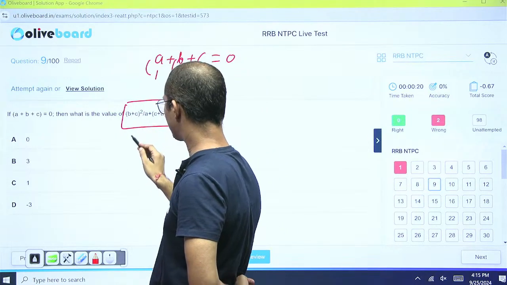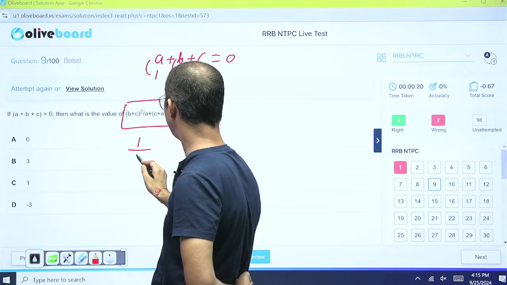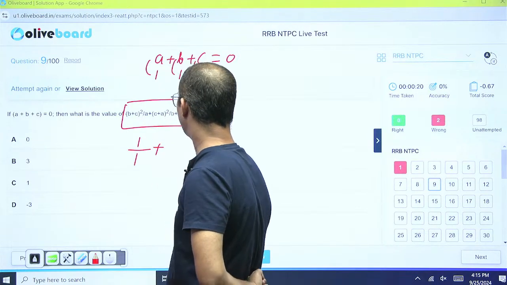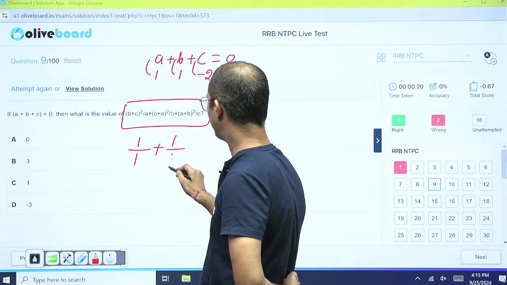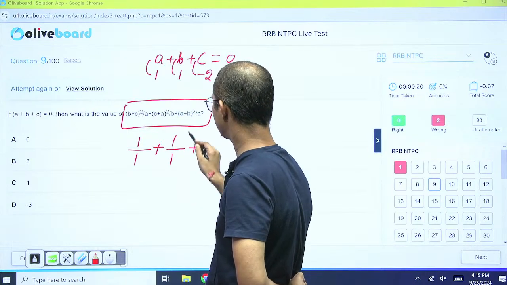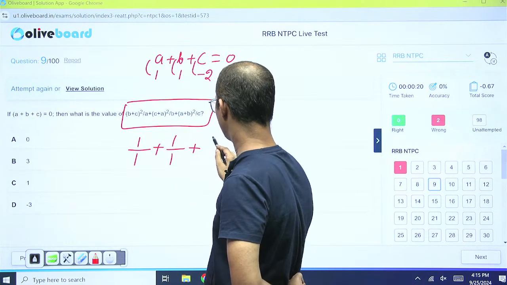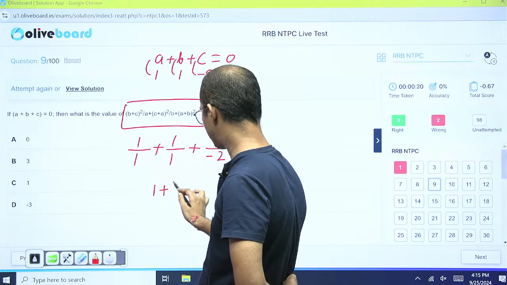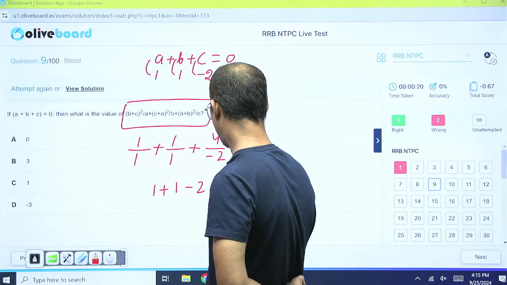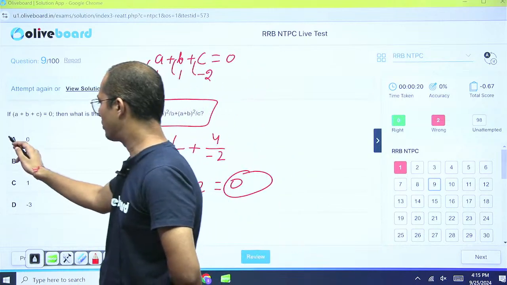So minus 1 squared, this would be 1. 1 divided by 1 plus here minus 2 plus 1. Again minus 1 squared, 1 divided by 1 plus 1 plus 1, 2. 2 squared, 4. 4 divided by minus 2. So we will get 1 plus 1 minus 2, so the answer would be 0, right? So 0 would be the right answer.